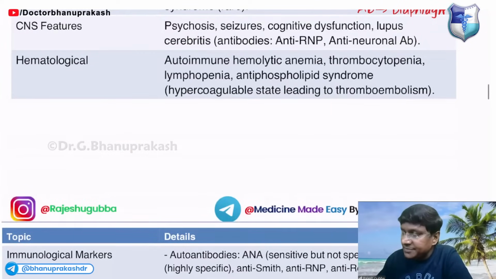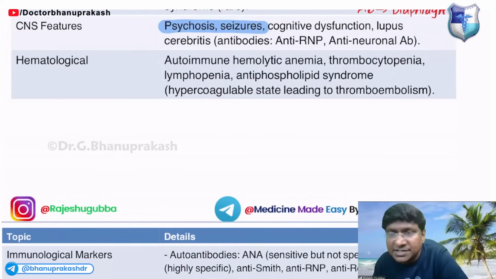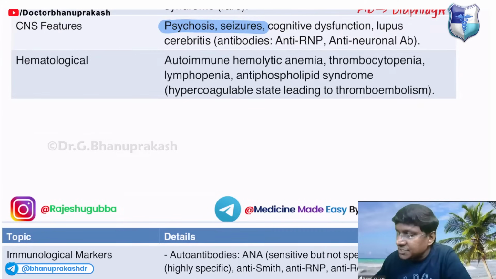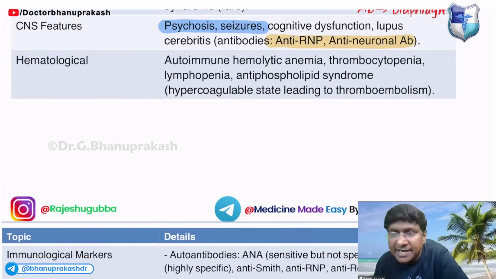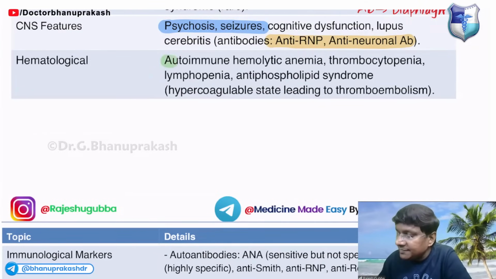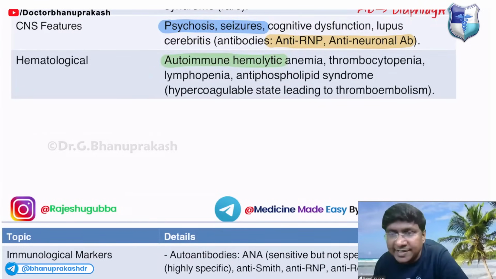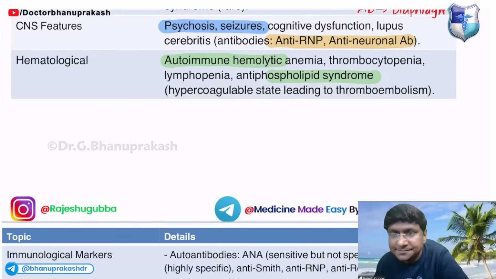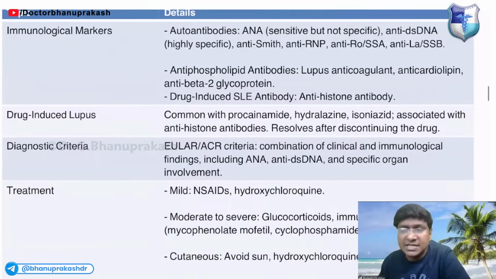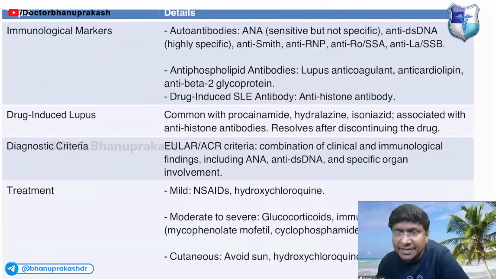What will be the CNS manifestation? That will be in the form of seizure, psychosis, and cognitive dysfunction, right? And the antibodies associated with the CNS abnormality are anti-RNP antibody and anti-neuronal antibody. And hematological, already I have discussed, that is autoimmune hemolytic anemia, thrombocytopenia will be there. And APLA syndrome, that is the hypercoagulable state.